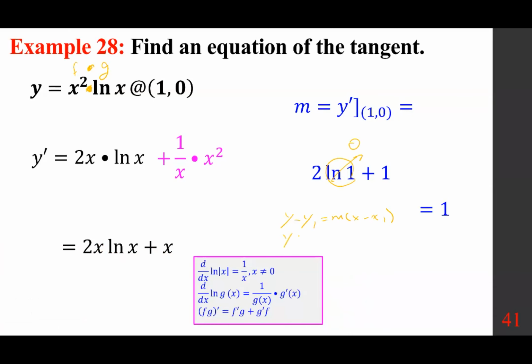y minus y1, y minus 0 equals m times x minus x1, which is 1. And as you can see, it's simply y equals x minus 1.